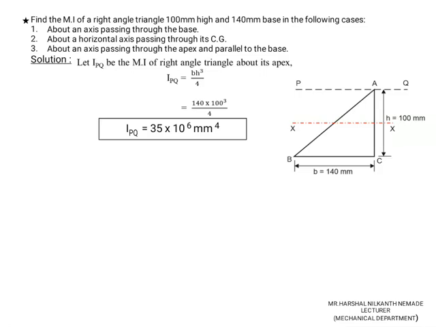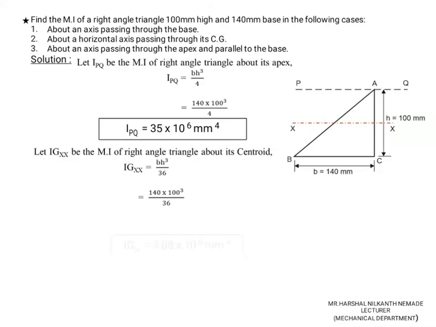After getting the answer, next, let IGXX be the moment of inertia of the right angle triangle about its centroid. IGXX, meaning x-axis, centroid, is equal to BH cube divided by 36. B value 140 multiplied by H value 100 cube, divided by 36. I get the answer IGXX is equal to 3.88 multiplied by 10 raised to 6 mm raised to 4.